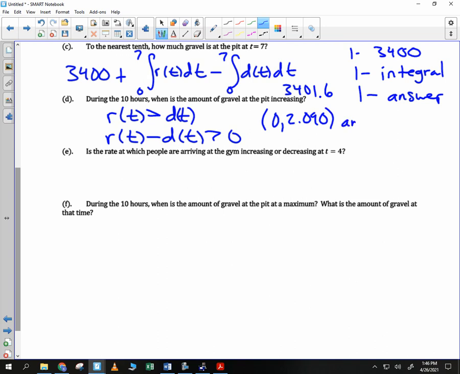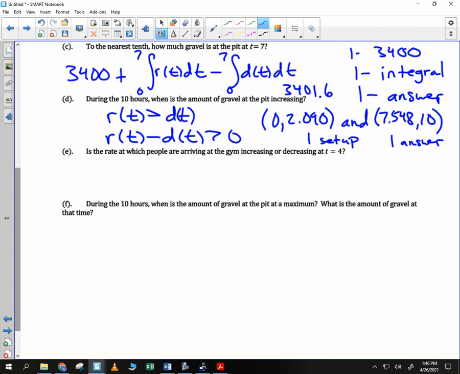And also from 7.548 to 10. Yep, that's fine. So 1 point for the setup. At some point you need to show that you're comparing these two or saying it's greater than 0. So 1 point for having some type of appropriate setup and then 1 for the answer.